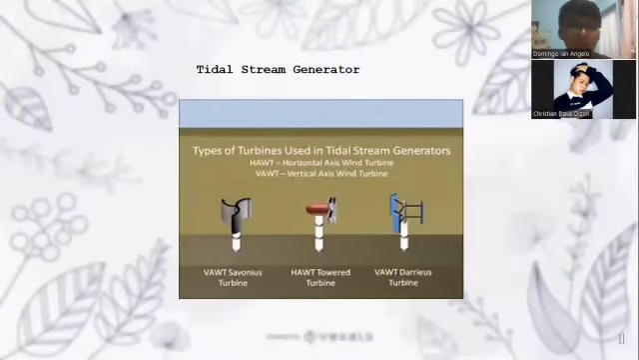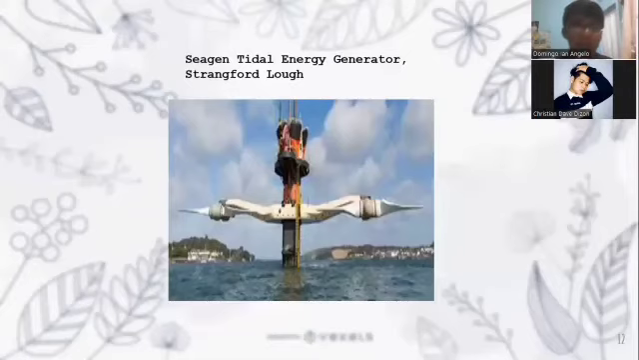And ito yung types of tidal stream generator. So meron tayong horizontal and vertical. Ayan. Next. So ito yung kauna-unahang tidal energy generator. Ito yung Strangford Lough. Ayan. Ganito yung itsura niya.